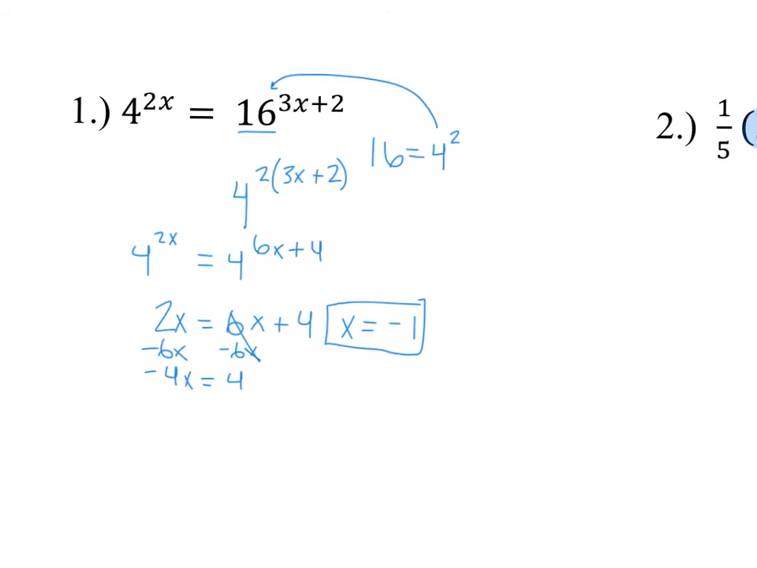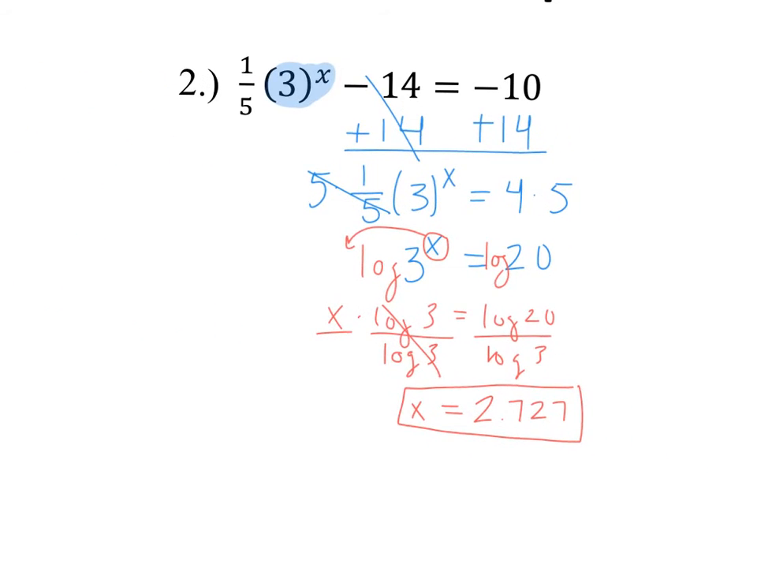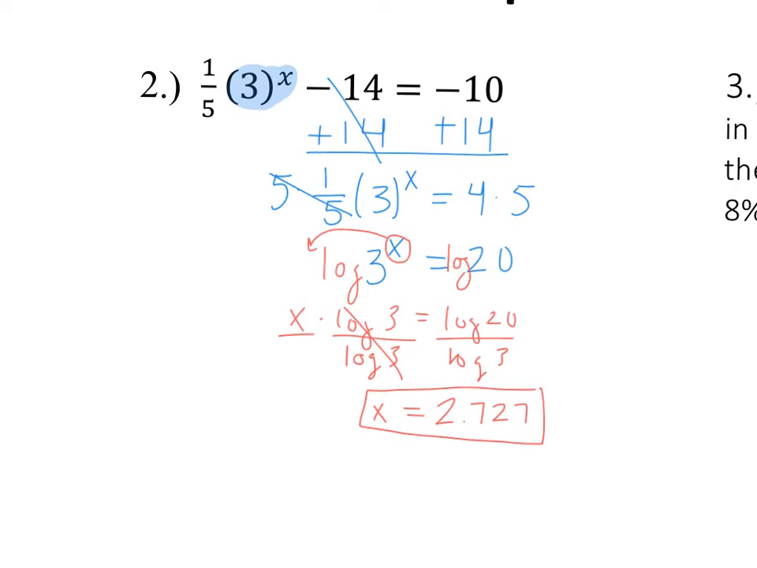Exponential solving by property of equality, making sure the bases are the same, setting the exponents equal to each other. The getting the exponent and its base by itself. So adding the 14, multiplying by 5, and then once you get the exponent by itself, you log both sides to pull the exponent down and solve for x.